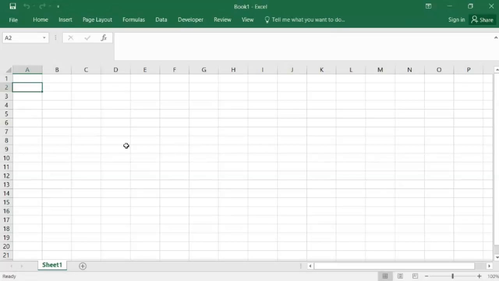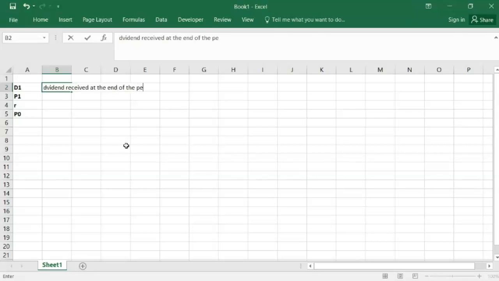So here the variables given are D1, P1, R, and P0. At first, you need to understand what exactly these variables are. If you understand them, then you can understand whatever problem is given. D1 is the dividend which will be received at the end of the period.